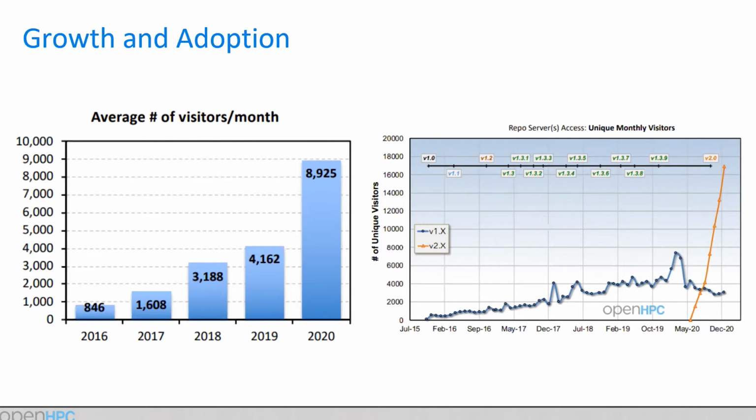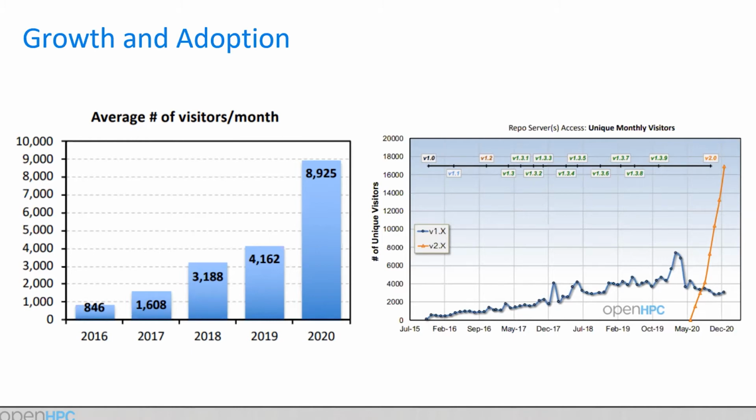Version 2.0 was released late last year, and one of the noticeable trends is a major uptick in the number of people accessing the 2.0 software. I think a lot of this is the fact that 2.0 made these packages available for CentOS 8 and OpenSUSE 15.